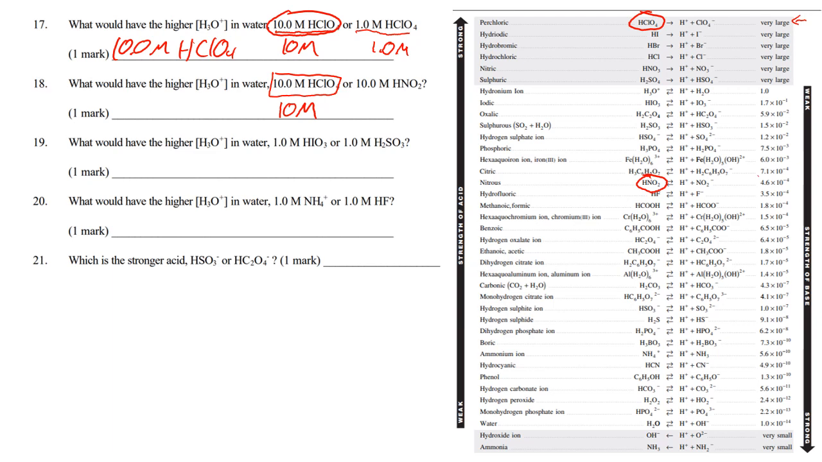We would have to make an ice table. We would have to use this Ka value, but since it's not 100% ionization, it will be less than 10 molar. Just because of the definition that it's not strong, it's weak, it will not produce 10 molar. It'll produce something much less. You can even see the Ka value is 4.6 times 10 to the negative 4, and so that means it'll be producing a number that is much less than 10. So which one will have a higher concentration? It'll be the perchloric acid again.